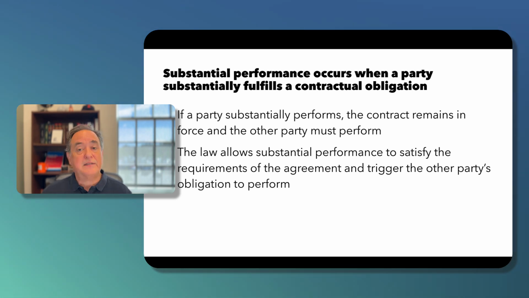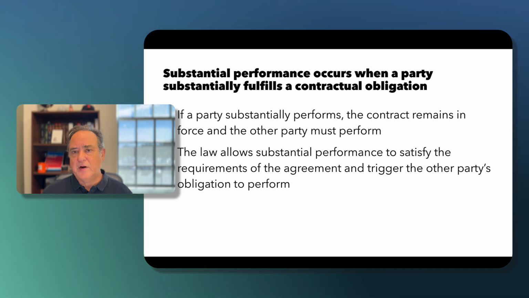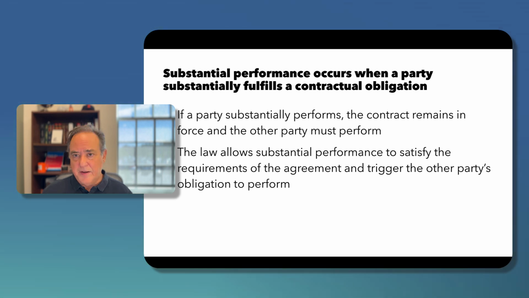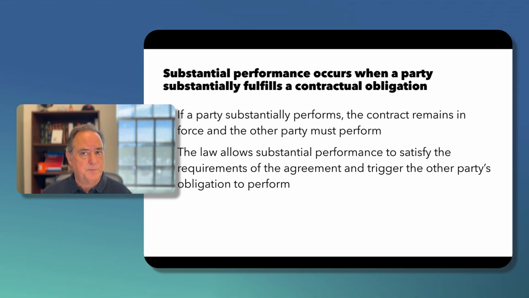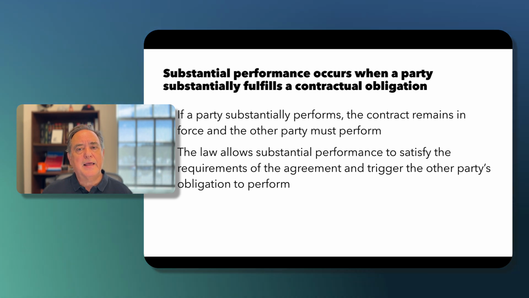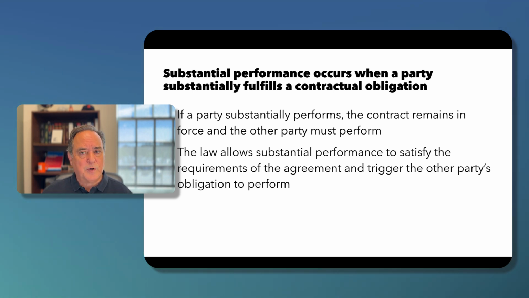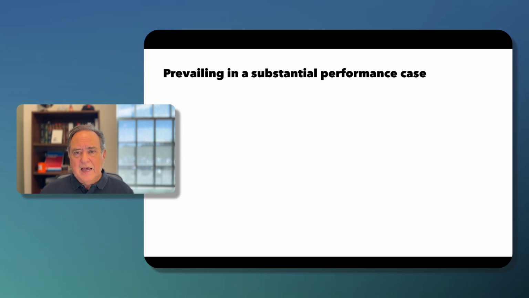Nevertheless, they are now entitled to demand from the non-breaching party their performance. Now, that performance can be limited by the amount that it's going to cost to finish painting the rooms, but in any event, the non-breaching party must still perform even though there was technically a breach on the part of the other party. How do you prevail in a substantial performance case?